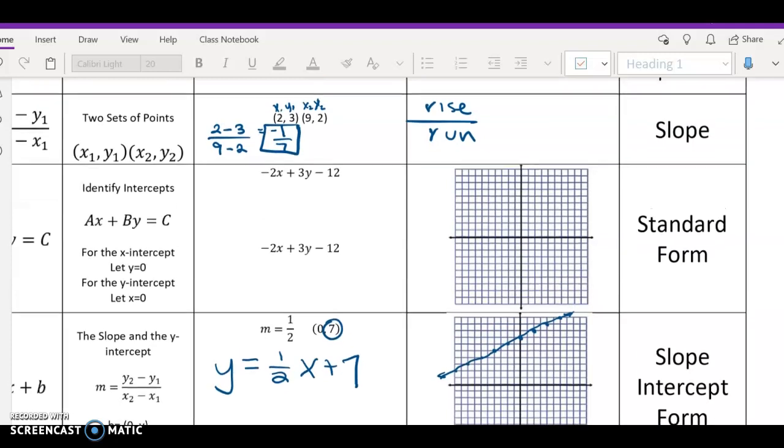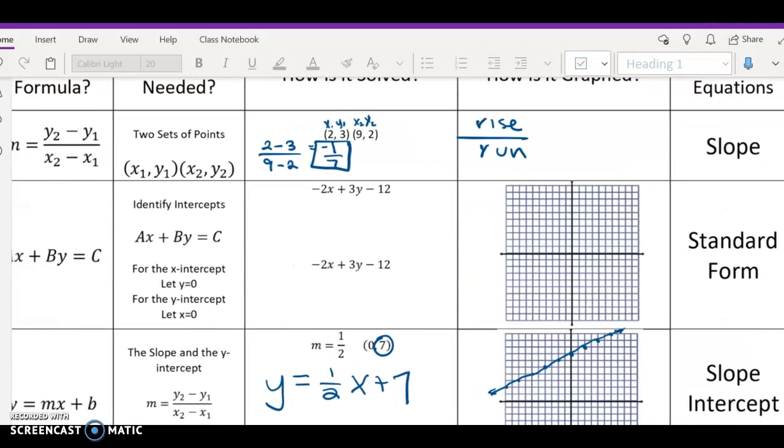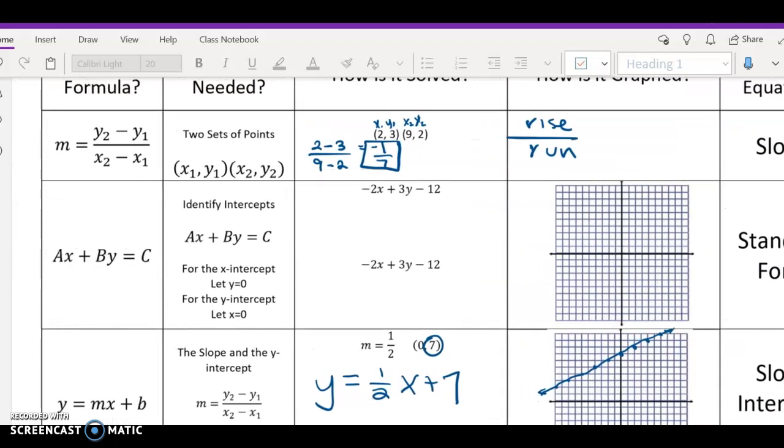Our last form is standard form. And when we have standard form, we have a times x plus b times y equals c. And what we need is our y-intercept and our x-intercept. And this will help us graph. So to find our y-intercept, we have x equals 0. And to find our x-intercept, we put y equals 0.